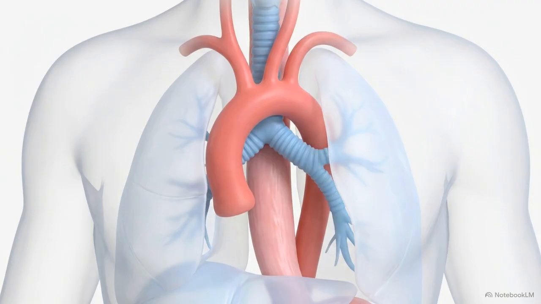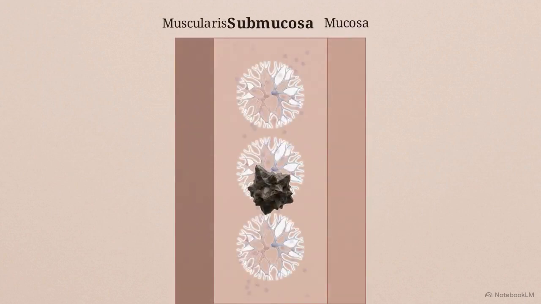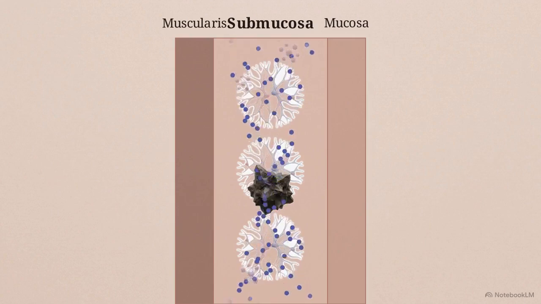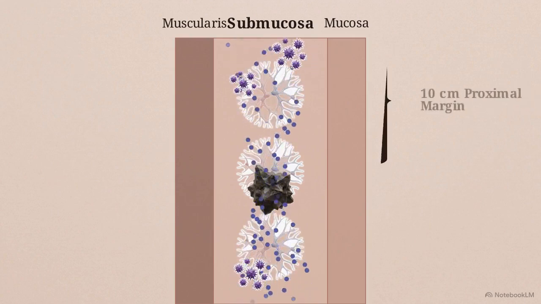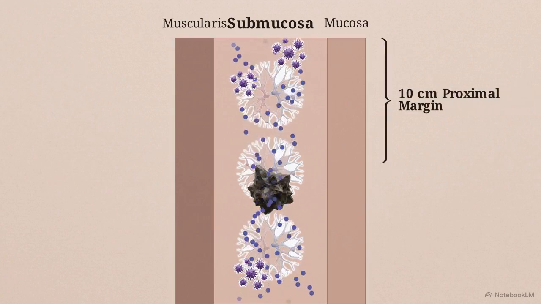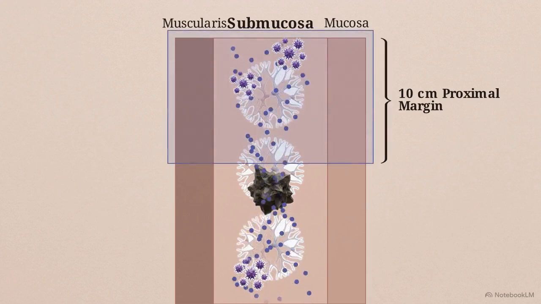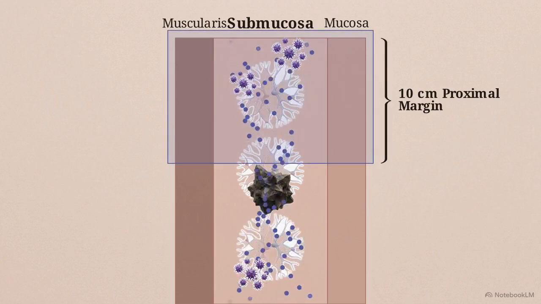At 25 centimeters from the incisors, we reach the second constriction, where the aortic arch and the left main bronchus cross the esophagus. In this section, the submucosa facilitates rapid lymphatic flow upward and downward. Cancer cells travel far from the primary tumor, depositing skip metastases. To account for this, surgeons require a 10-centimeter proximal resection margin to ensure complete clearance.